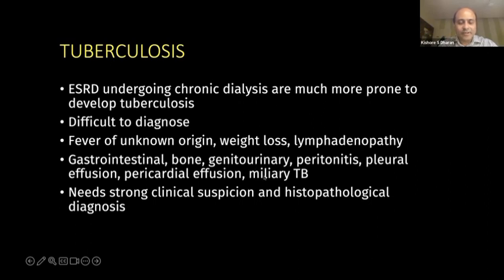Extrapulmonary tuberculosis is also pretty common here. There is GI tuberculosis, bone, genitourinary, tuberculous peritonitis, pleural effusion, pericardial effusions, and miliary tuberculosis are common. You need a strong clinical suspicion in these patients. So anybody who has a persisting fever of unknown origin, or is losing weight for unexplained reasons, the diagnosis of tuberculosis has to be thought of.